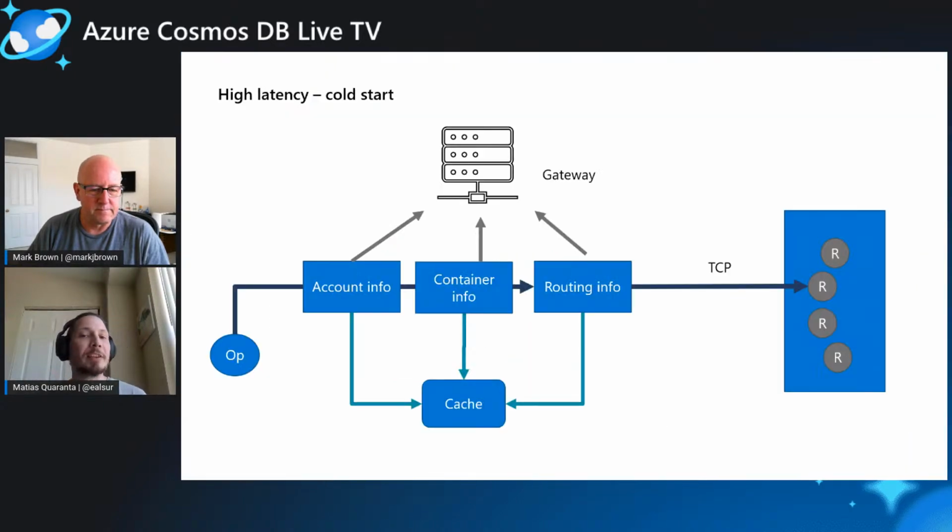So those are two ways that you can actually work around the cold start, but if you are not doing any of those, then know that the first request will have high latency, and the reason is, well, we need to fetch this account information and routing information, otherwise we cannot do anything on the SDK.